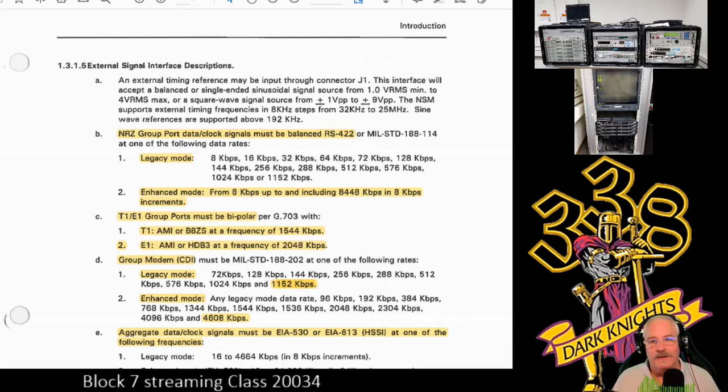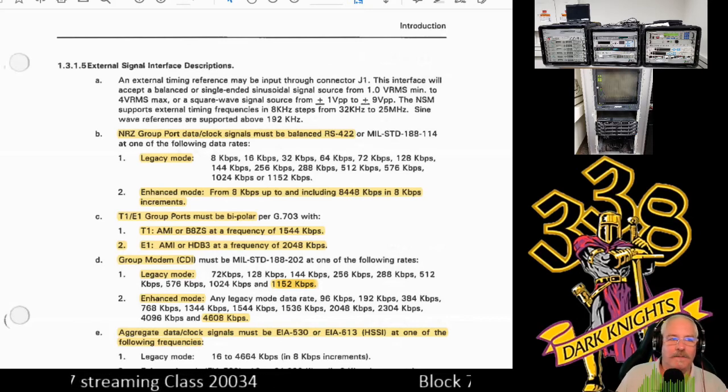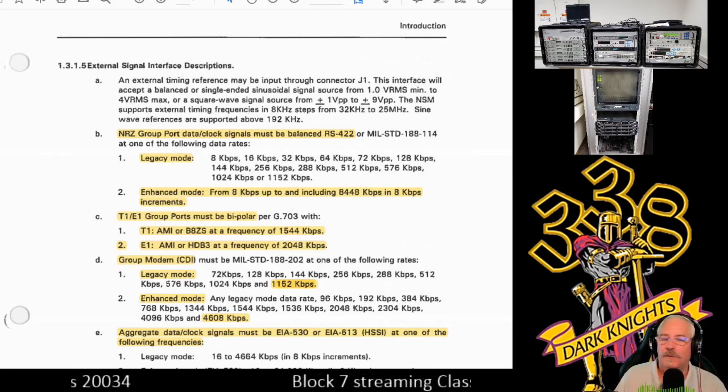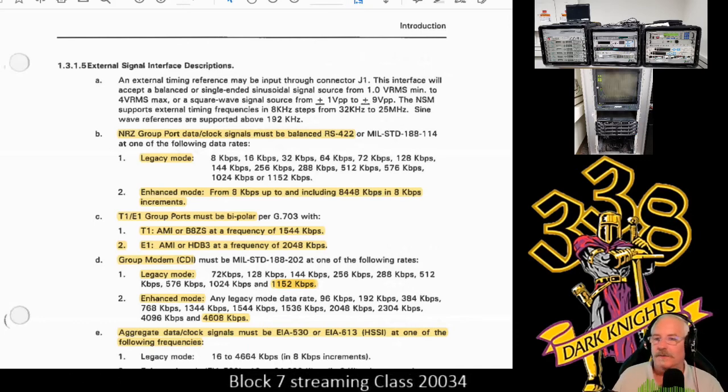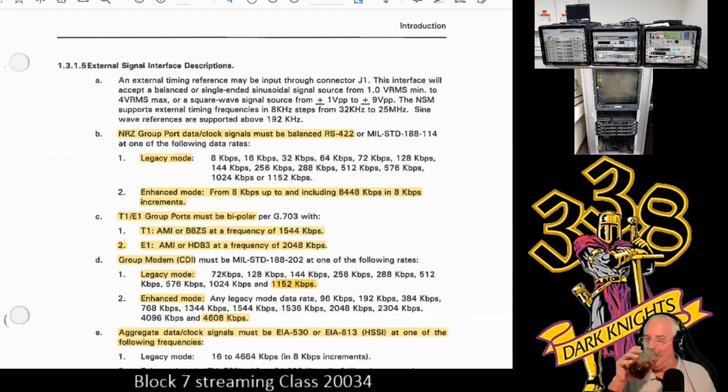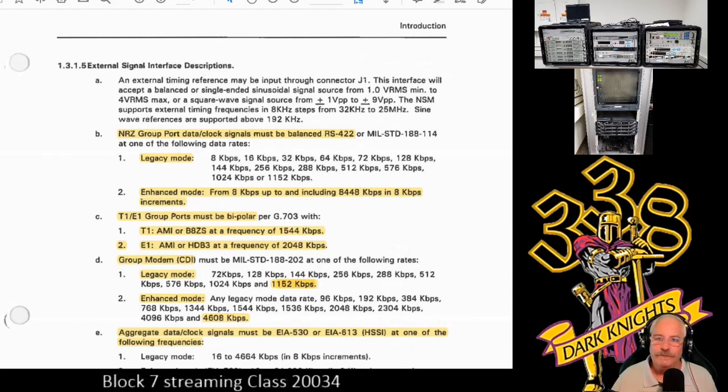So we have legacy and enhanced. Now, with that in mind, legacy being the old, enhanced being the new equipment, you can see that I've got highlighted that the enhanced mode is where you want to go for max data rate. So if I asked you, in legacy mode, what's the max data rate? What should be the answer? Anybody? 1152 kilobytes per second.